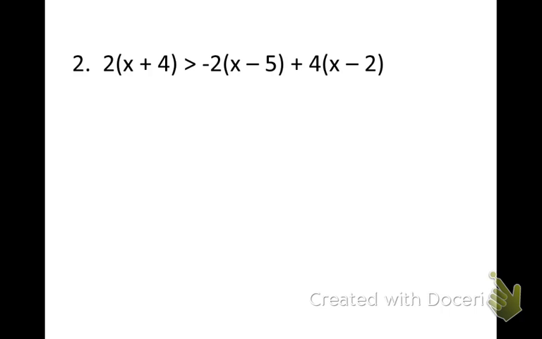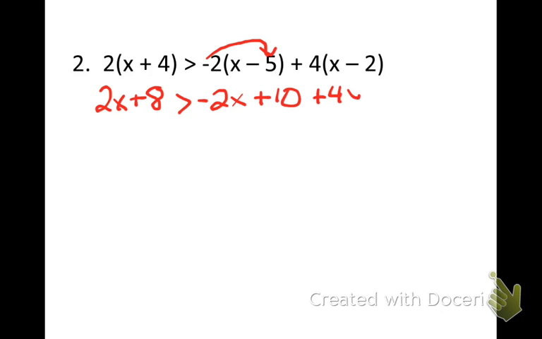Again, we need to distribute on this one, so we got to distribute on both sides. We're going to get 2x plus 8 is greater than, we're distributing the negative 2, so that would be negative 2x, but be very careful here. Negative 2 times negative 5 would be plus 10. Here I'm distributing a 4, so it would just be 4x. 4 times negative 2 would be minus 8.